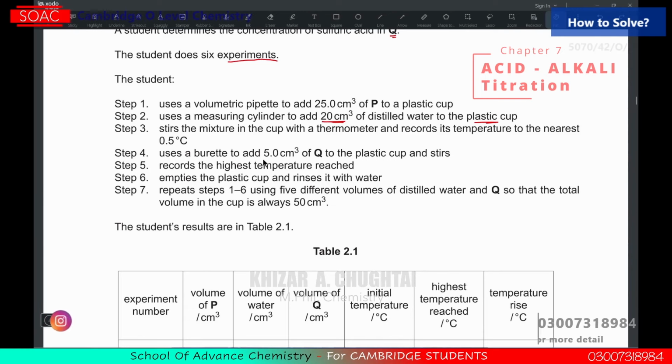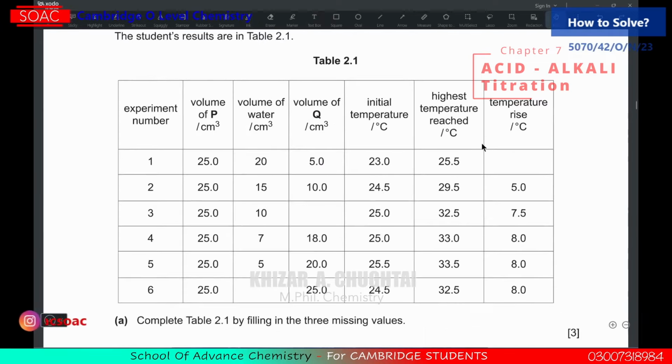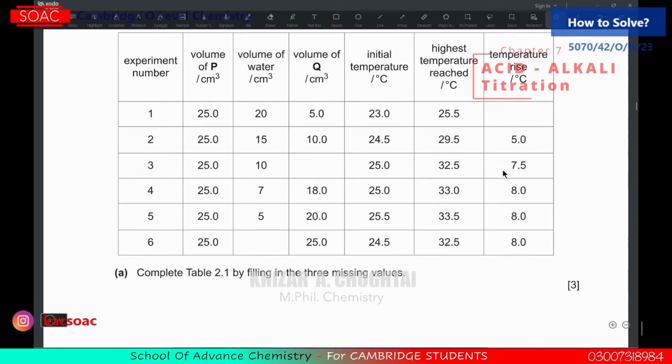Step 4, use a burette to add 5 centimeter cube of Q into the plastic cup and stir. Record the highest temperature reached. Step 6, empty the plastic cup and rinse it with water. Step 7, repeat steps 1 to 6 using 5 different volumes of distilled water and Q so that total volume in the cup is always 50 centimeter cube. Student results are in table 2.1, and this is table 2.1.